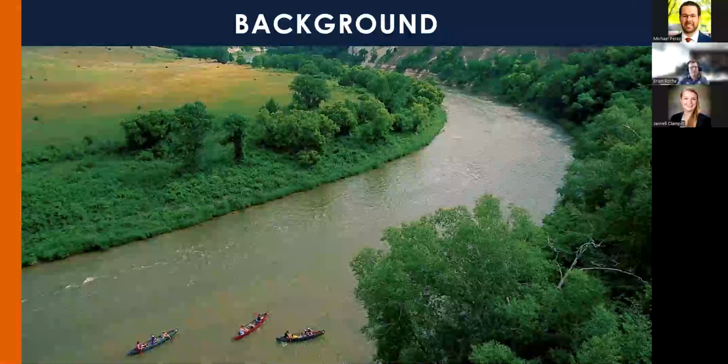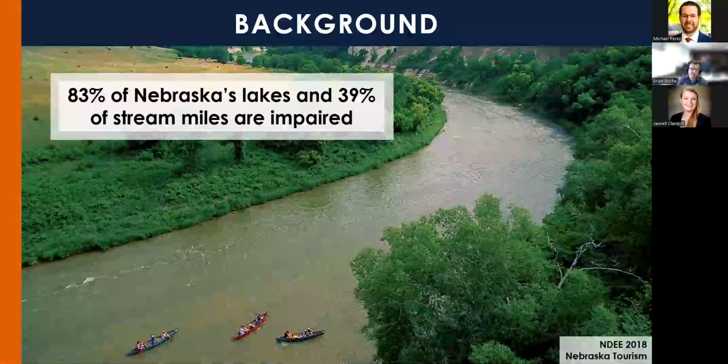So in Nebraska, a lot of this work was from Nebraska DOT. Sediment's a major issue, with 83% of their lakes and 39% of their stream miles being impaired, which means they can't be used for their normal uses such as fishing, recreation, and drinking water. And one major cause of impairment that they have is sediment from construction projects.